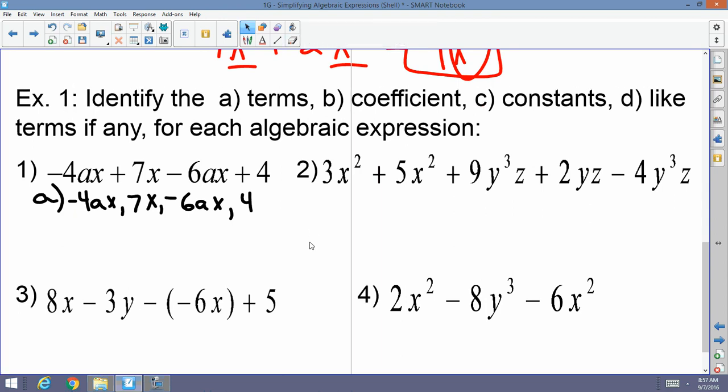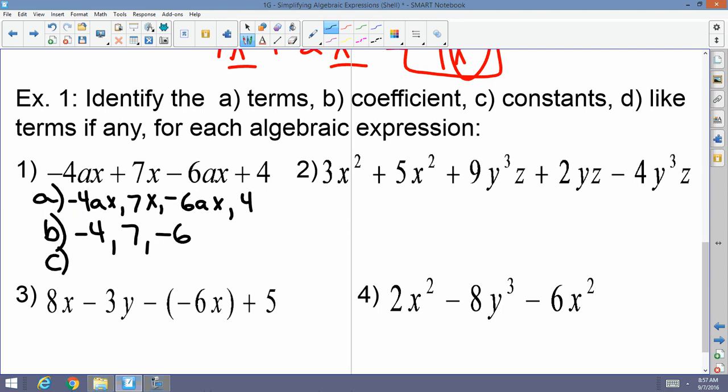B, we're asking for coefficients. All right, so my coefficients here, the number being multiplied to the variable, the number in front of the variable. So I got negative 4, a 7, and a negative 6. How about the 4, Mr. Morrow? Nope, that's not in front of a variable, so it is not a coefficient. C, the constant. Ah, that's where the 4 comes in. That's the constant.